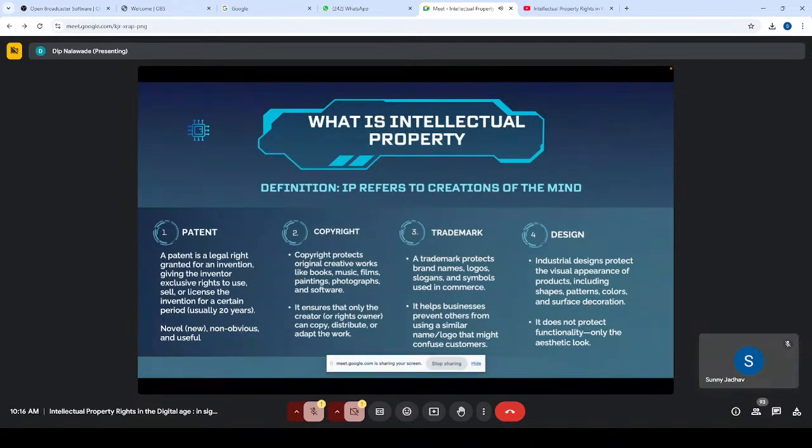So copyright ensures that only the creator can copy, distribute, or adapt the work. If you are going to copy the Harry Potter books or that storyline, then you cannot just do that randomly. You will have to go to J.K. Rowling, ask her permission, get the license, and then come up with your own creation, which is based on her copyrighted material.